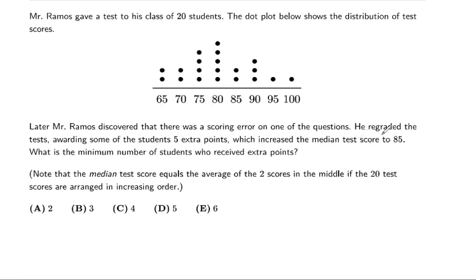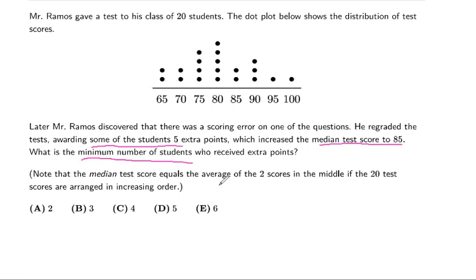So which is why he regraded those tests and gave the extra 5 points, but not to all students. It says some of those students will receive 5 extra points, which increases the median test score to 85. So what would be the minimum number of students who receive the extra points? Okay, so that's slightly challenging.